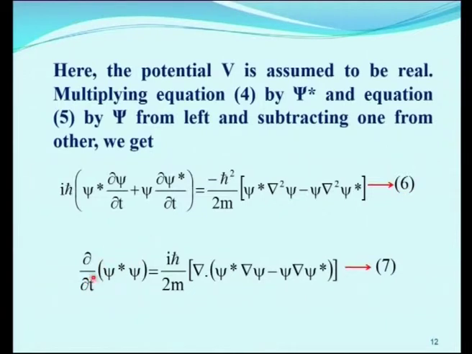Then simplifying ∂/∂t of ψ*ψ. So, this is the differentiation of uv. We know the uv differentiation is u dv + v du. So, this bracket term we have simplified as ∂/∂t of ψ*ψ, that is equal to iħ/2m ∇·(ψ*∇ψ - ψ∇ψ*). This is equation number 7.